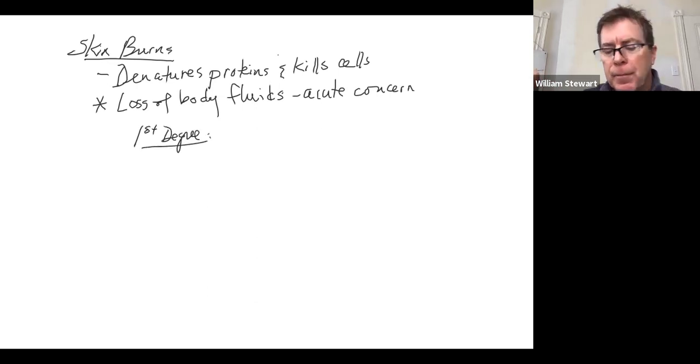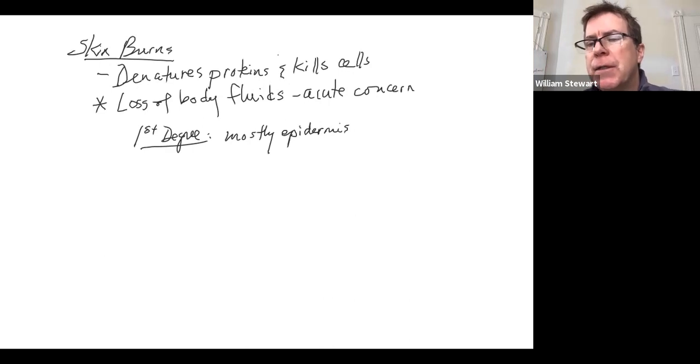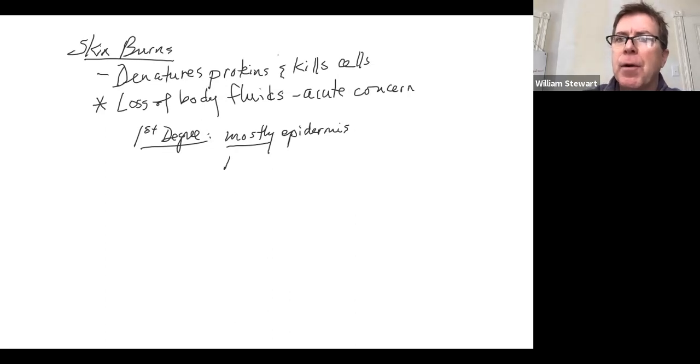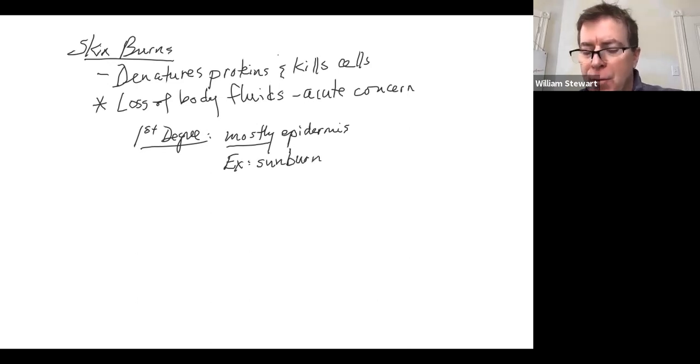First degree burns affect mostly just the epidermis. So those 5 layers of the epidermis. Typically first degree burns don't affect the dermis, but mostly doesn't mean always. So sometimes a first degree burn does go down into the very upper layers of dermal tissue, that papillary dermis. A classic example of a first degree burn is sunburn. Severe sunburns can go down into that papillary dermis. Typically, though, it just affects the epidermal layers.